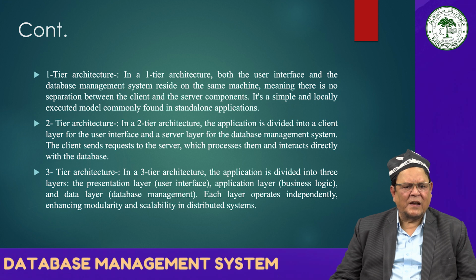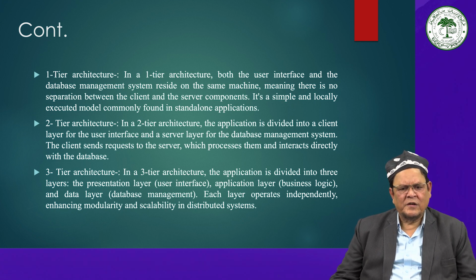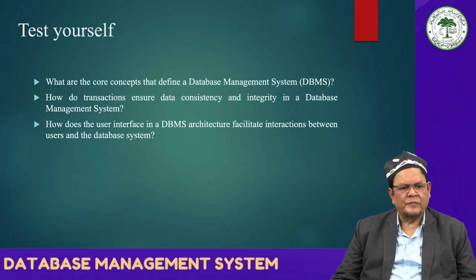The last is three-tier architecture. In three-tier architecture, the application is divided into three layers. The presentation layer is called the user interface, the application layer is called business logic, and the data layer is called the database management system. Each layer operates independently, enhancing modularity and scalability in distributed systems.